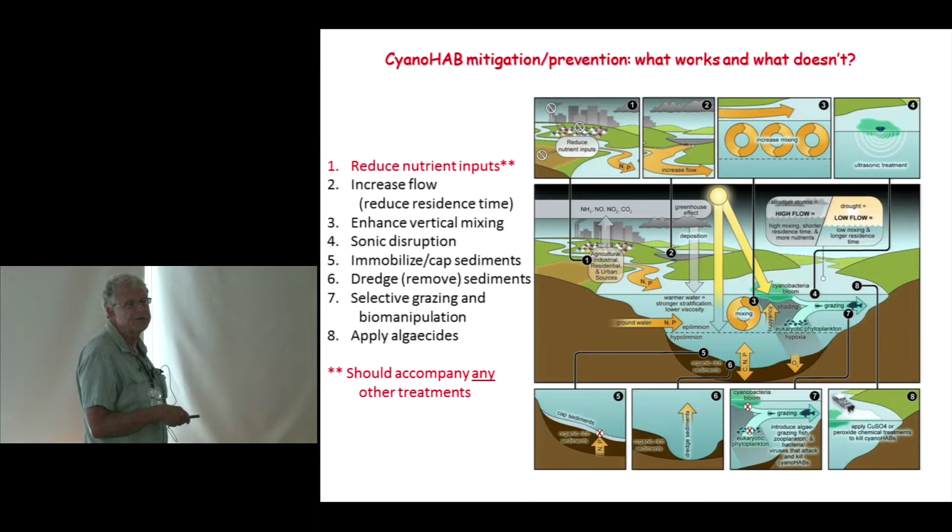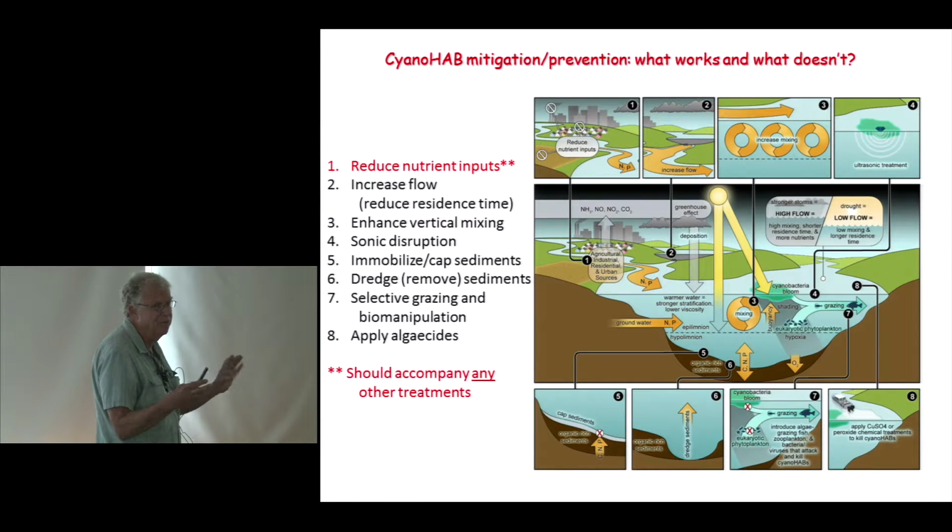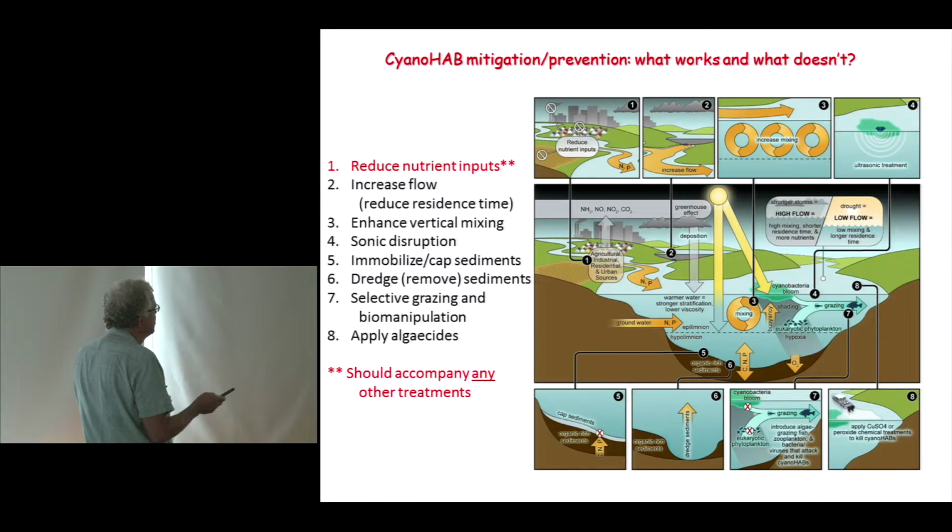Dredging, actually removing sediments from the system to remove the nutrients. I'm not saying that these are all good or bad, but these have all been strategies that have been used. Selective grazing and biomanipulation, which is pretty much experimental. And then if all else fails, and you have a small system and you need to get rid of these organisms, chemical application. The chemical application is kind of a last resort because it doesn't really solve the major problem. It just gets rid of it for a little bit of time.